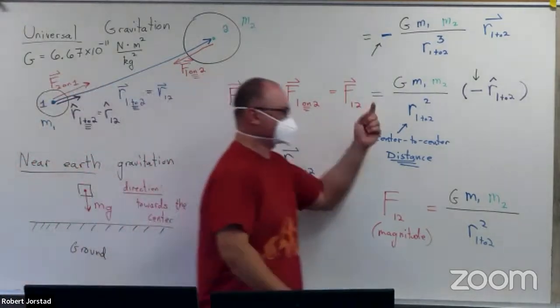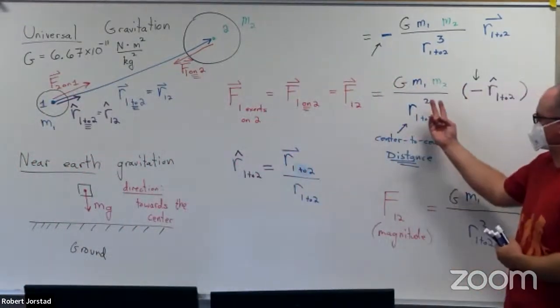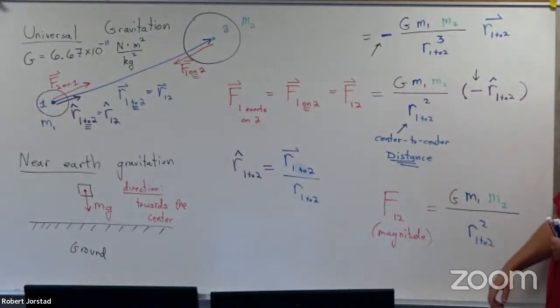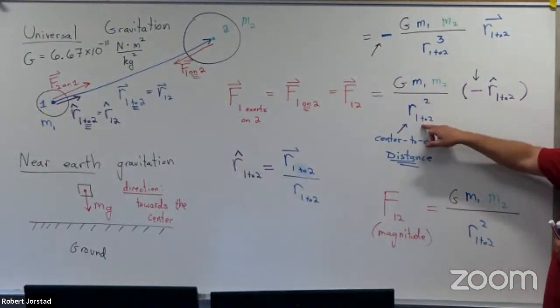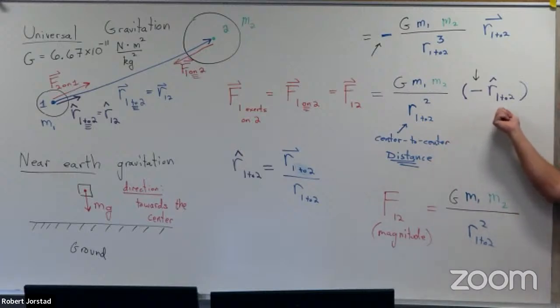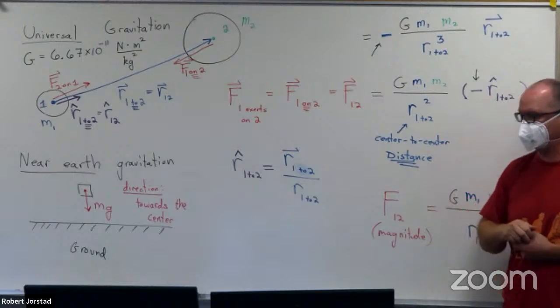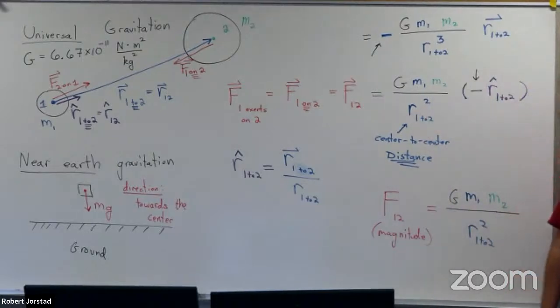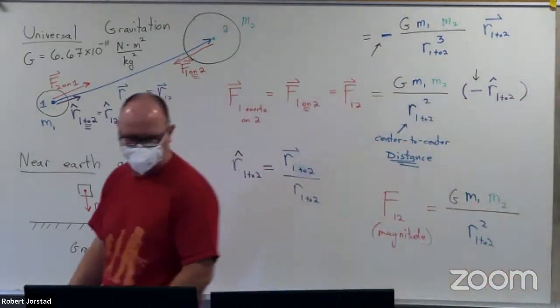Well, let's say you look at this equation and flip all the 2's and 1's. The top doesn't change. The bottom doesn't change because it's the same distance. The only thing that changes is the direction. So this is consistent with Newton's third law, and that's why I like to write it this way. Cool? All right. Any questions out there on Zoom land? You good?